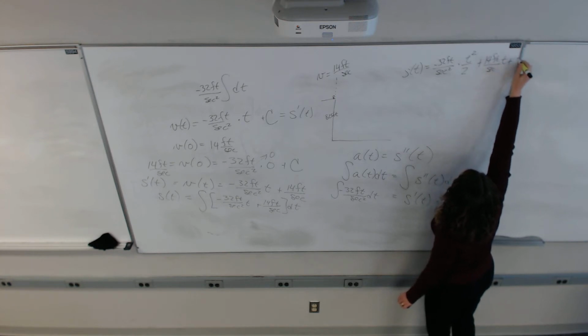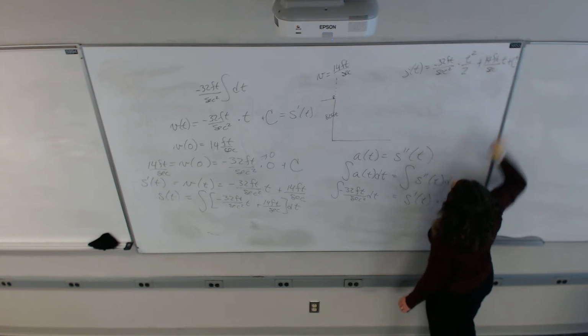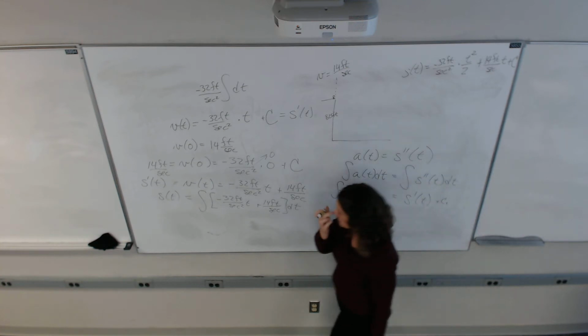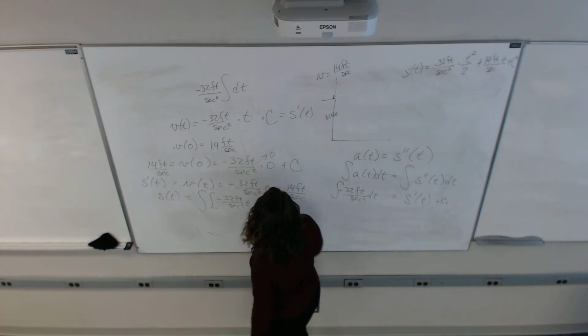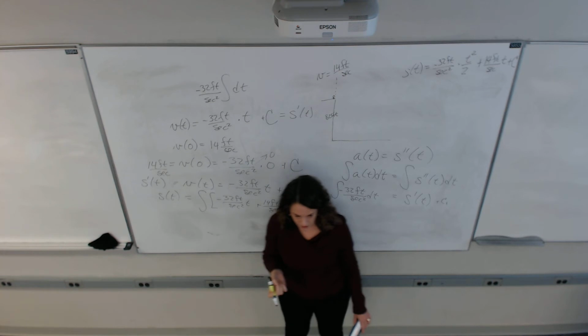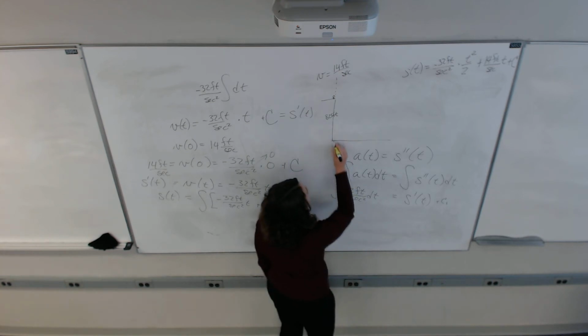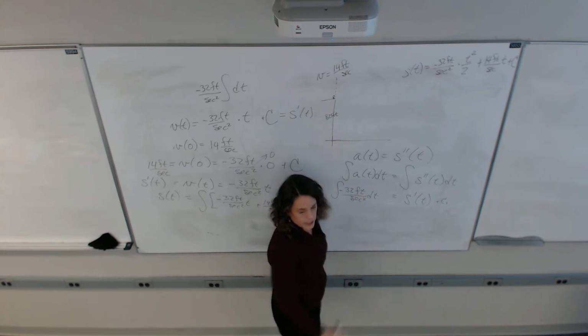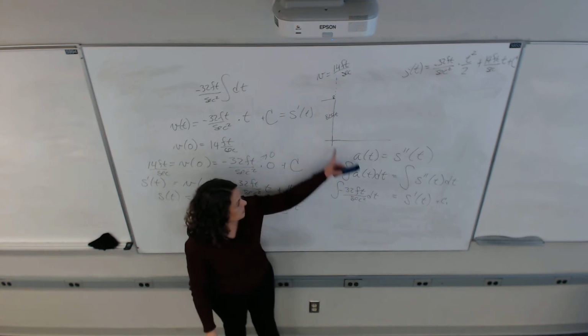t plus C. Okay? Now, at this point, we have to decide where we're going to fix our origin, which typically you would fix it down here, right? That's 0 height.